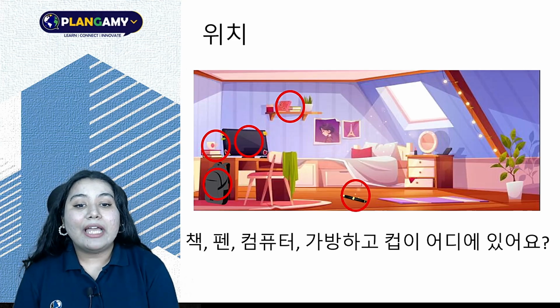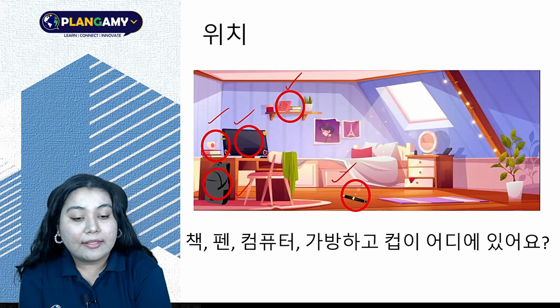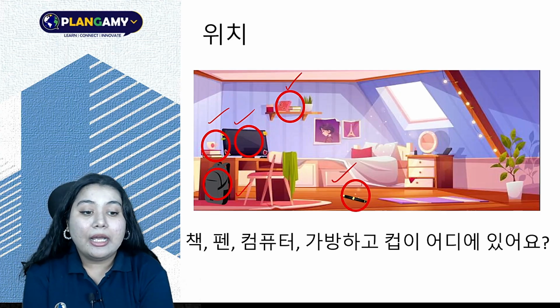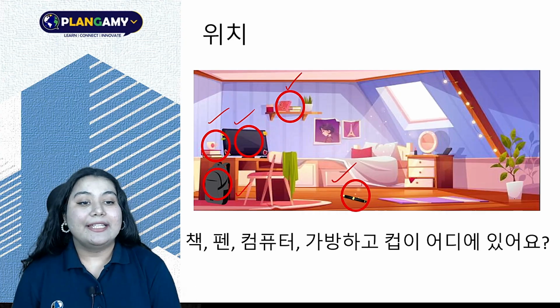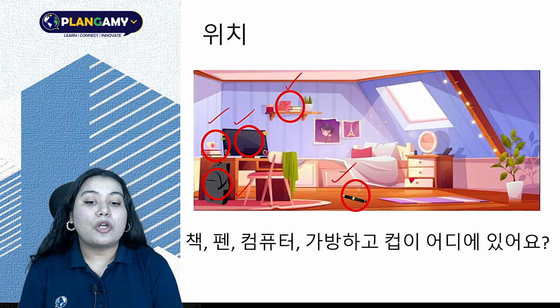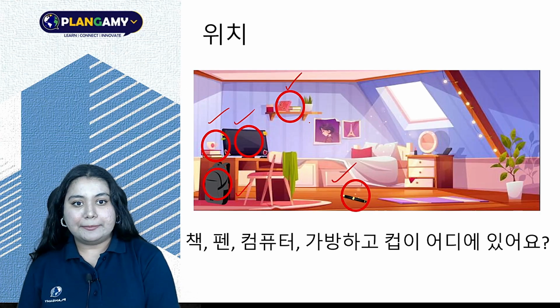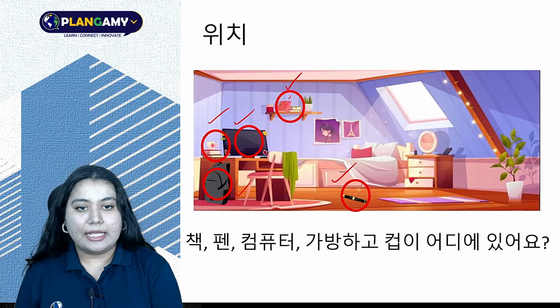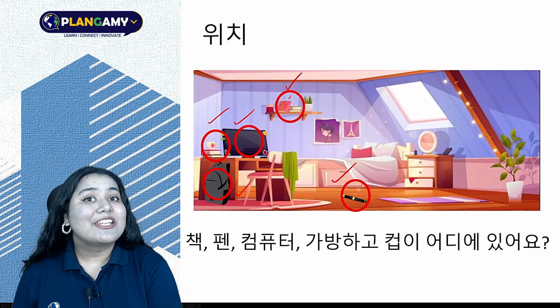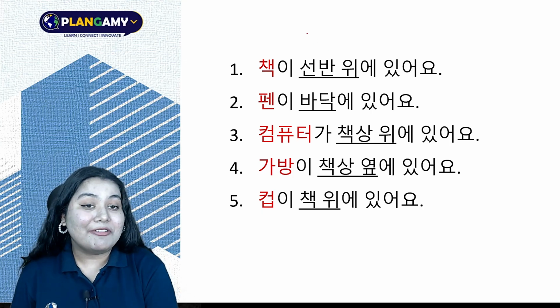위치. Now we have a few things marked here. We need to tell the location of these things: 책, pen, computer, 가방, and cup. Yes, these 5 things are given, circled. We need to talk about the places of these. So let's start with this 책. It's on the shelf. Now what do we call shelf? It's called 선반. It's a new word for us.